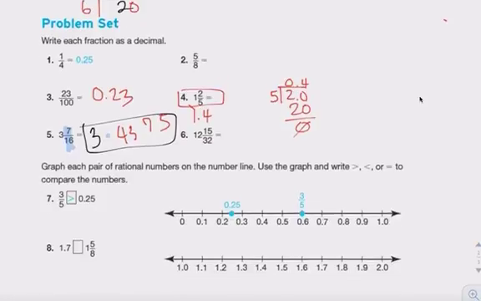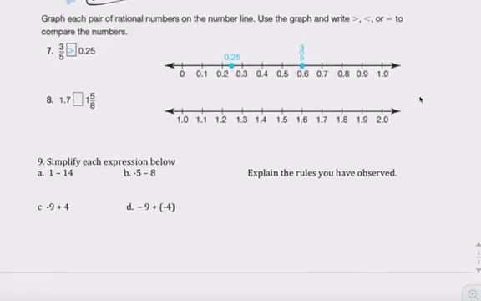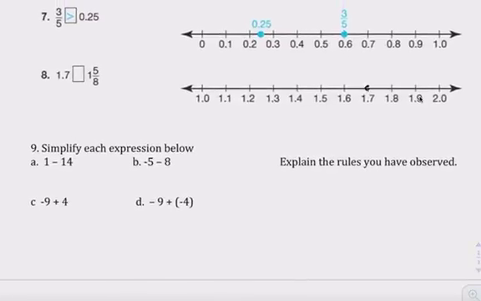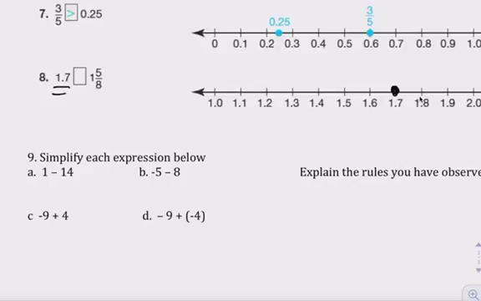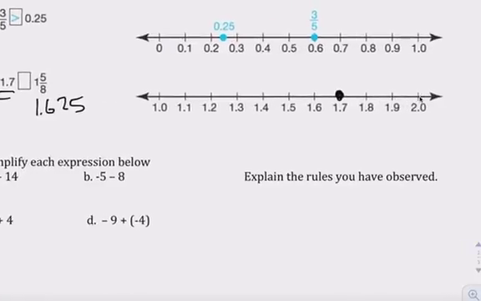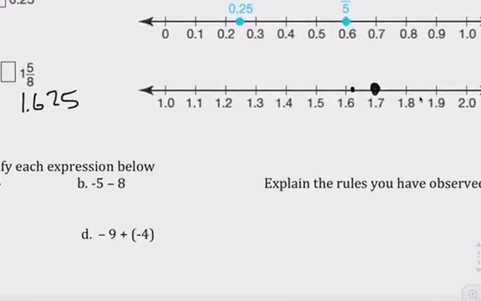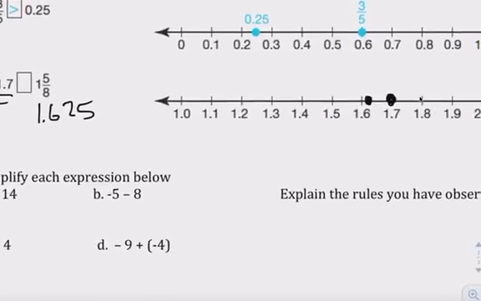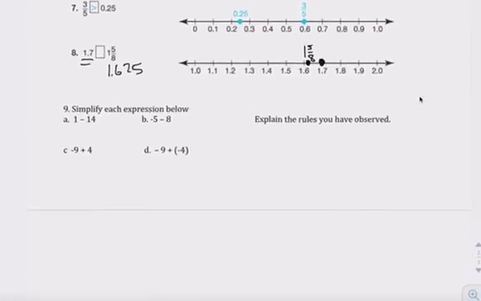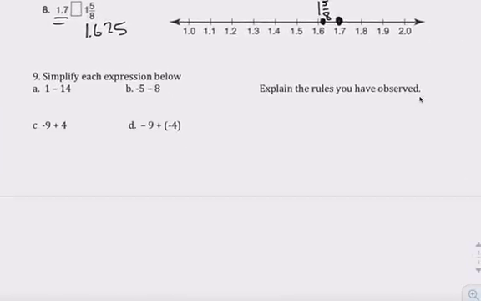And then you can finish the rest, okay? You guys should know how to do this one. Here, 1.7 is right there, and then 1 and 5/8. 1 and 5/8 is 1.5 divided by 8, which is equal to 0.625. 0.625 is between, greater than 0.6, about right there. You're estimating here. 1 and 5/8 is right there. Okay? And then simplify. This will be on your quiz tomorrow.